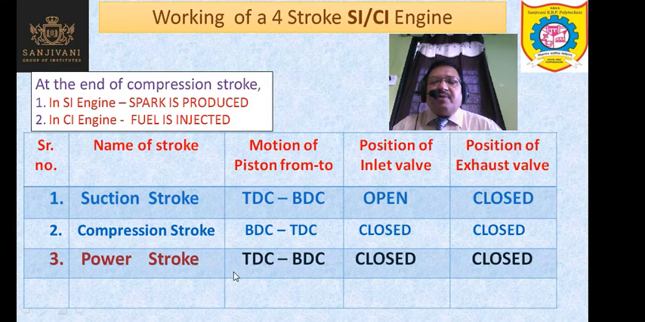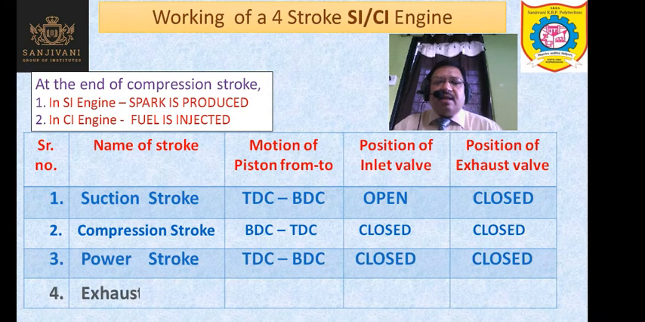So during the power stroke, the piston moves from top dead center to the bottom dead center. A lot of force is acting on the piston, and both the valves are closed during the power stroke, the inlet valve as well as the exhaust valve. So the piston is forced to move from top dead center to the bottom dead center during the power stroke or the expansion stroke. The last stroke is the exhaust stroke.